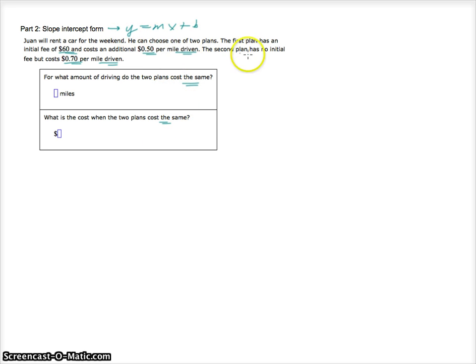So let's set up our equations first. The first plan we'll label as 1, and it needs to be set up as y equals mx plus b. So it's going to be y equals, our rate is 50 cents per mile driven, so 0.50, and we can use m for miles. Let's just use x for miles, plus $60.